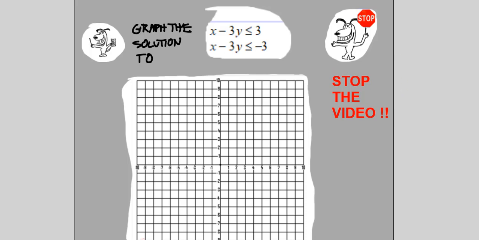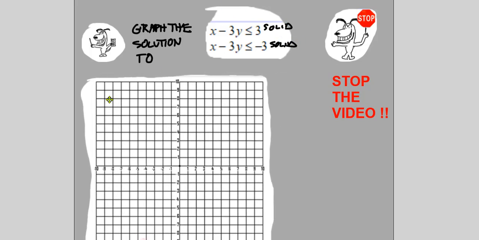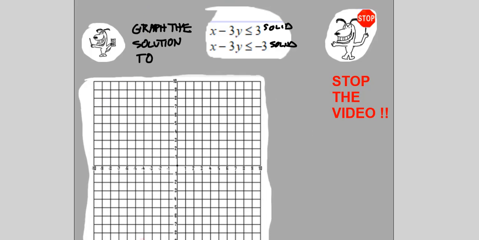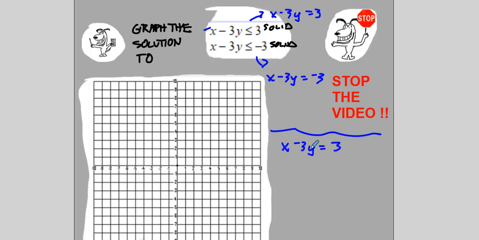Okay, let's take a look at this. So both these are solid. So let's write the boundary equations. This would be x minus 3y equals 3. This would be x minus 3y equals negative 3. So let's take a look at the first one here. We have x minus 3y equals 3, solving for y. Let's put a 1 there, coefficient 1 on that x. So we're going to subtract 1x from both sides. So we get negative 3y equals negative 1x plus 3.